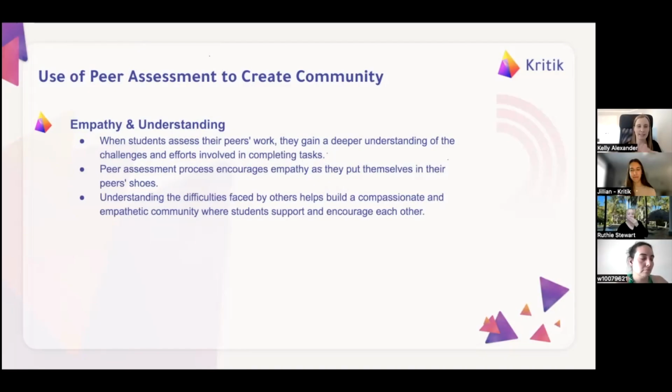And again, like that last point says, understanding the difficulties faced by others helps build a compassionate and empathetic community where students support and encourage each other. One of my favorite stories that I heard was from one of our professors who teaches a class of 1,400 students. And her students loved Kritik so much and loved the peer assessment element of it and saw the value in it that they actually asked her to do more of it. So she created this thing called Club K, where there were these optional activities that her students could do, and just kind of have extra opportunities to interact and also get that additional concept reinforcement as well.